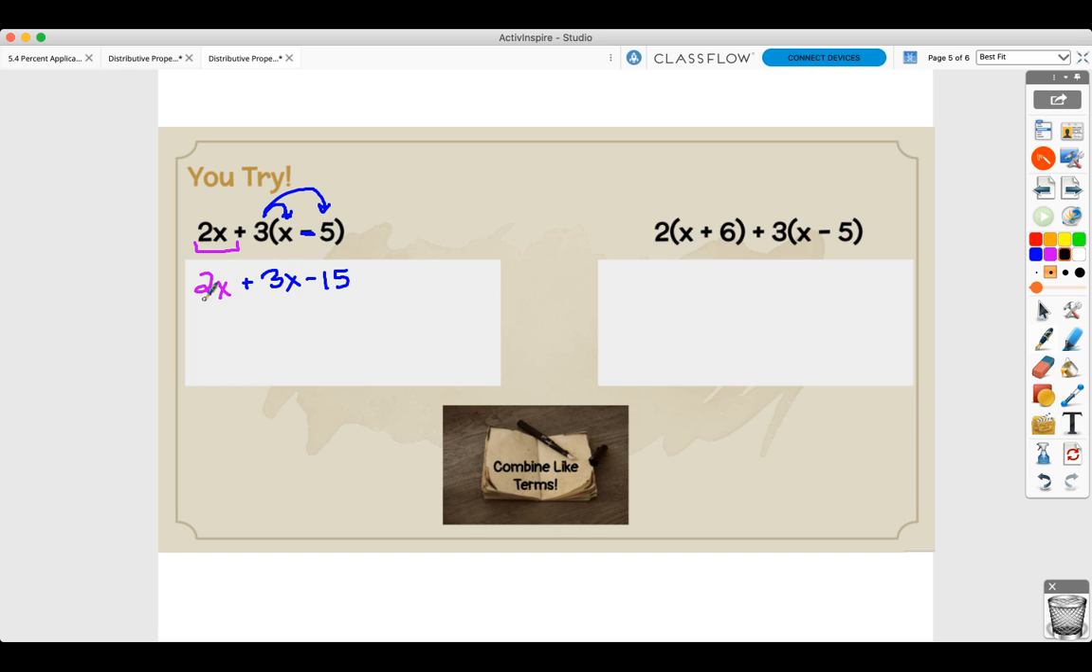Now it's combining your like terms. You've got a 2x and a 3x, which will give you a 5x. And that constant is by itself, so you're just going to bring down that negative 15. And that is your final answer.